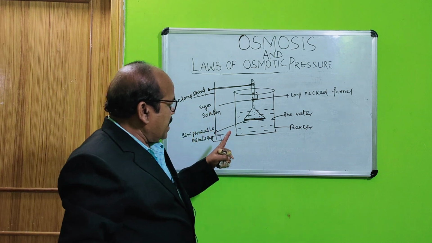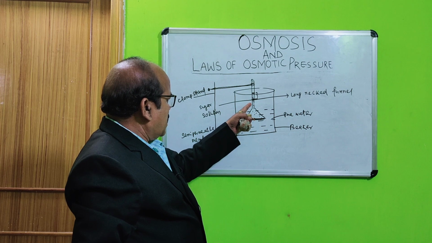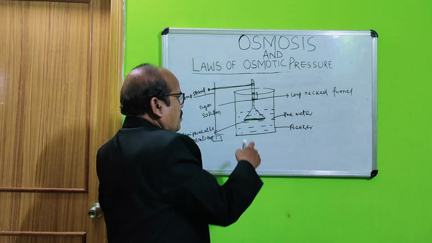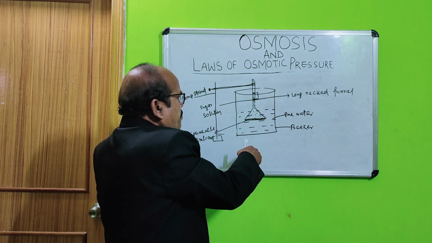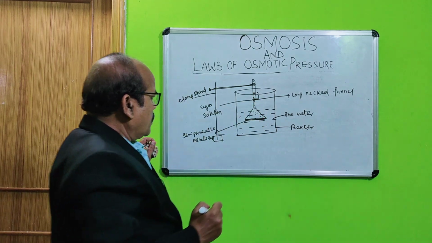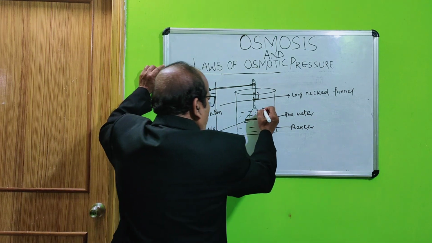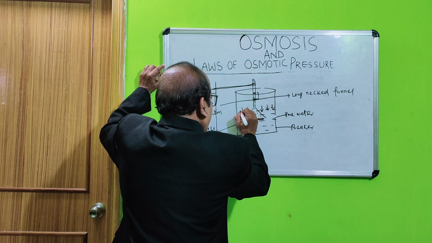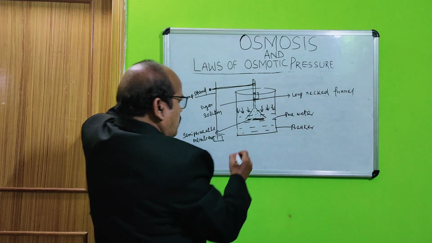The initial height of the solution inside the funnel is up to this extent. The moment it is dipped inside pure water, it will move up to this extent. Now why does this happen? Because there is some pressure here.